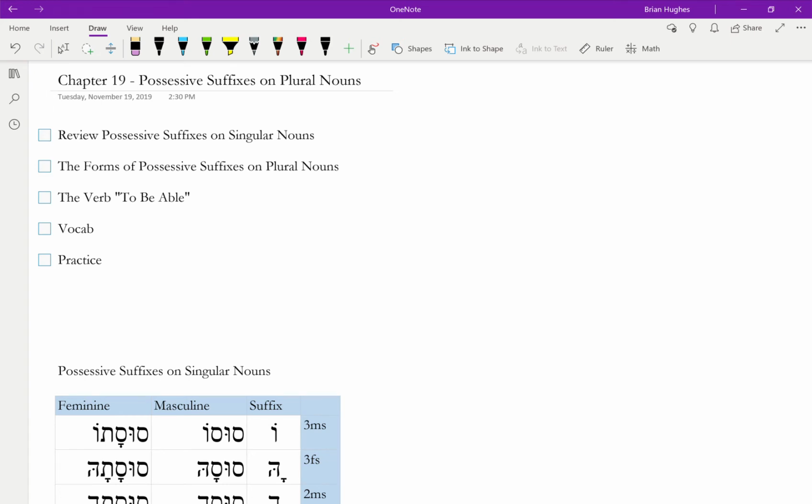Okay, well, welcome to this lecture on chapter 19, in which we will introduce possessive suffixes on plural nouns. I think it's natural that we should review the possessive suffixes on singular nouns first, just to remind us of that. Then we'll go over the forms of possessive suffixes on plural nouns. Not a whole lot that's new there. Futato also covers the verb "to be able," because it's a funky verb in Hebrew, so we'll cover that as well, and then we'll do some vocab and some practice.